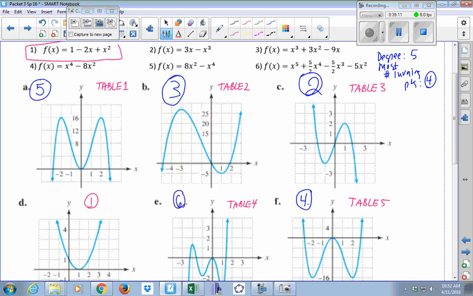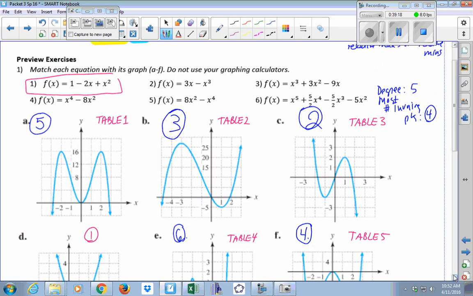So the other things you can determine from looking at these graphs, let's take a look. I just want to spend a little bit of time with number 2. Let's take a look at number 2. f of x equals 3x minus x cubed, and we've matched it with this particular graph. So let's take a look at that.